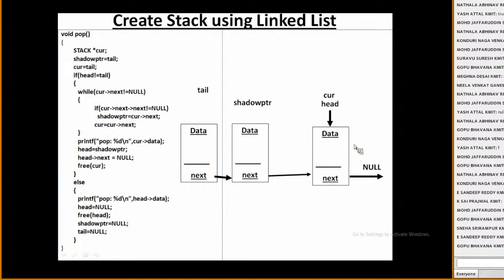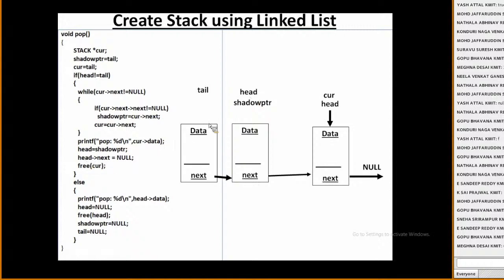So this particular node we are planning to delete, but before deleting I have to bring the head back, right? Do you understand the reason why I am using the shadow pointer? If I do not use the shadow pointer and keep maneuvering the cur, then I will not be able to come back, right? Once this element is popped, the head should be the second element. So head is equal to shadow pointer. So I am bringing the head over here.